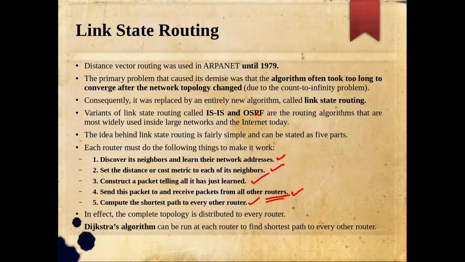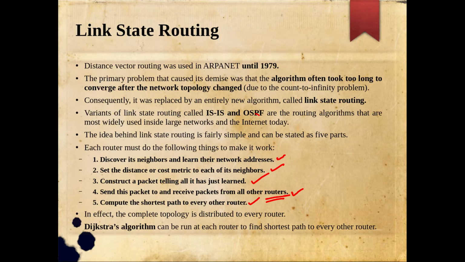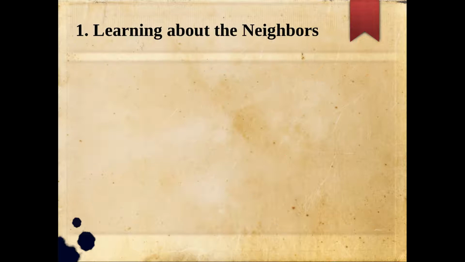Dijkstra's algorithm can be run at each router to find the shortest path to every other router. Once everyone gets an idea about the entire network topology, they can run Dijkstra's algorithm locally to find the shortest path. Now we will see these 5 steps one by one in detail, starting with the first step. What is the first step? Discover the neighbors and learn their network address, right?